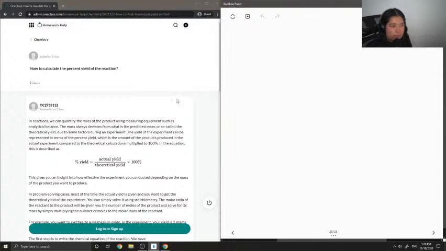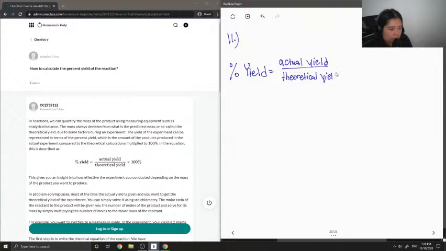Okay, so question number 11 just asks, how do you calculate the percent yield of the reaction? So I'm just going to write down that percent yield is equal to your actual yield divided by your theoretical yield times 100%.